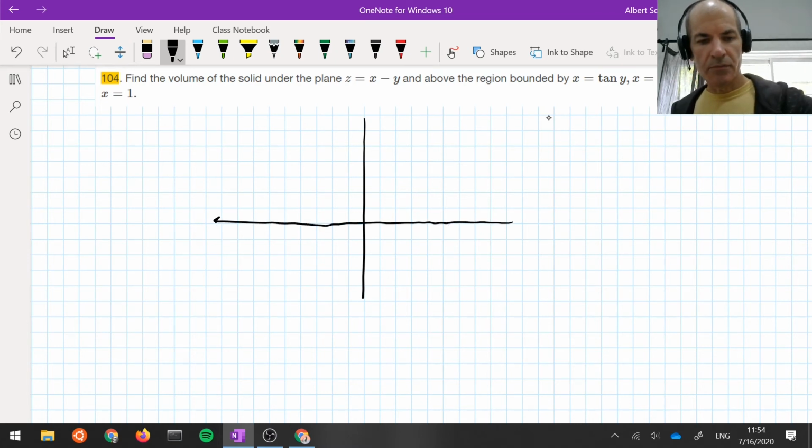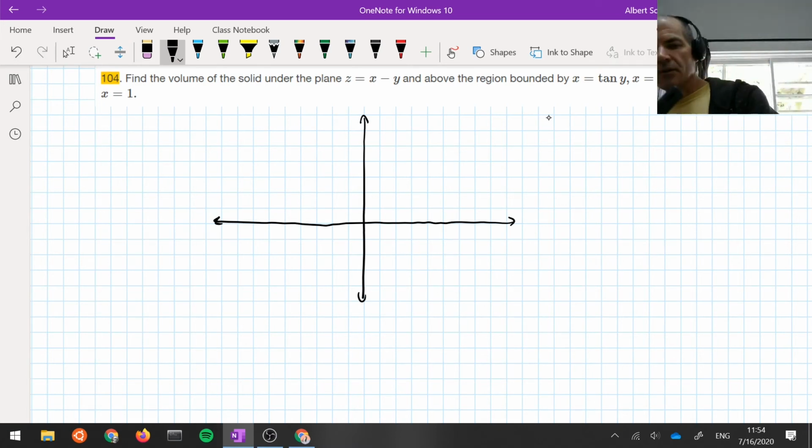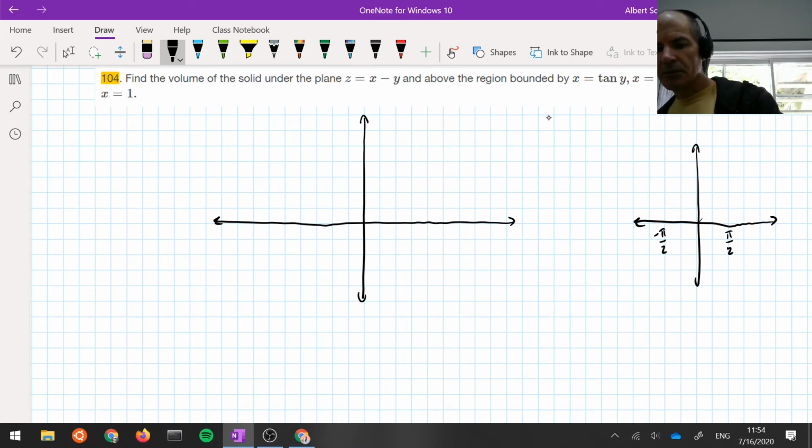Really got to dredge up some of your pre-calc here. What does x equals tangent y look like? What I want you to do is, this is how I do it anyway, get a grip first on what the tangent function looks like. And you may or may not remember, a branch of it goes from minus pi over 2 to pi over 2. It goes through the origin, and then it has these vertical asymptotes here and here at pi over 2, because that's where the cosine goes to 0.